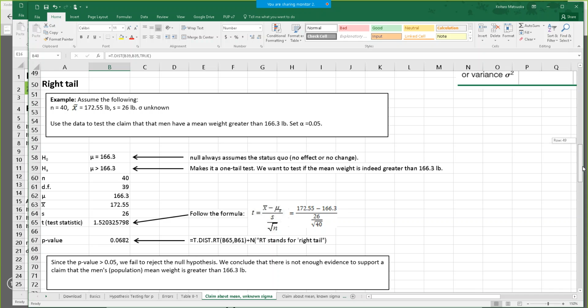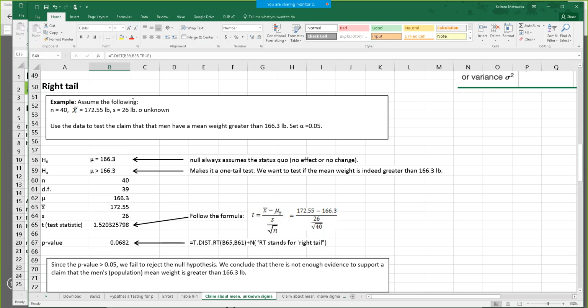Let's do the right tail, a very quick one. Assuming this information, mu is 40, x bar is 172.55 pounds, standard deviation is 26 pounds, sigma is unknown. So boom, if sigma is unknown, your only option is to use t. Use the data to test the claim that the men have a mean weight greater than 166.3 pounds. Use alpha as 0.05. State the null hypothesis, alternative hypothesis, and these numbers. You will calculate the test statistic.